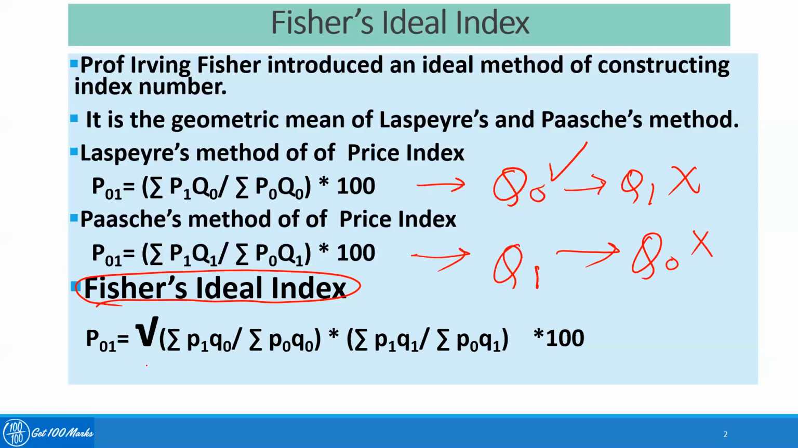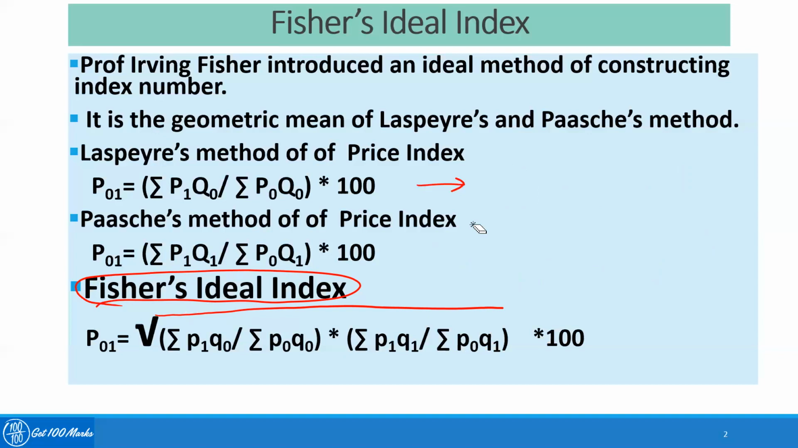Whereas Fisher's ideal index is the square root of summation P1 Q0 by summation P0 Q0, which is the Laspeyres part, into summation P1 Q1 by summation P0 Q1, everything under the square root and then outside multiplied by 100. That is the formula used for calculating Fisher's ideal index. So basically Fisher's ideal index is the square root of the Laspeyres index into the Paasche index. And outside, definitely both the 100s will multiply, so with the square root it will come outside. So that is Fisher's ideal index method.